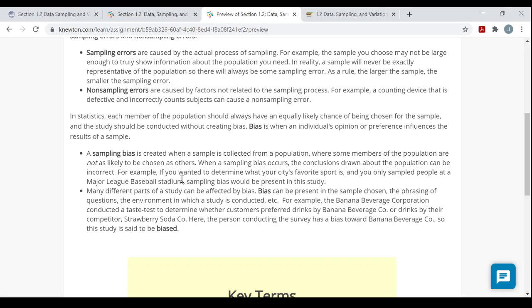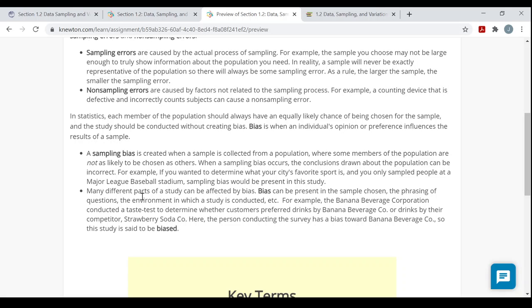For example, if you wanted to determine what your city's favorite sport is, and you only sampled people at a Major League Baseball stadium, sampling bias would be present in this study, right? Because you would suspect that people at the stadium would say that baseball was their favorite sport, and your whole sample would lean toward baseball, when you should be asking people from all around the city. Right?